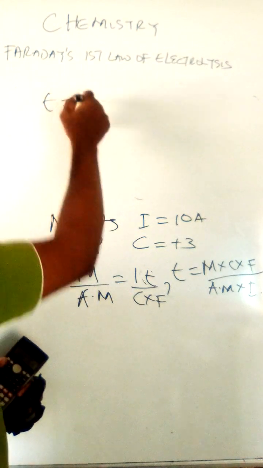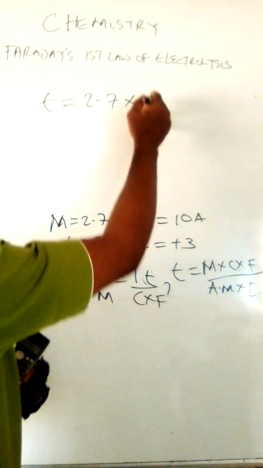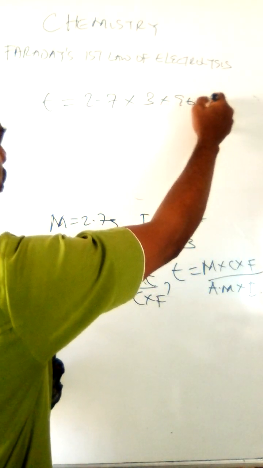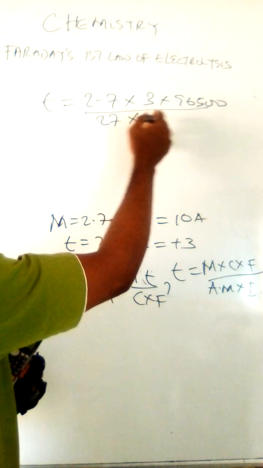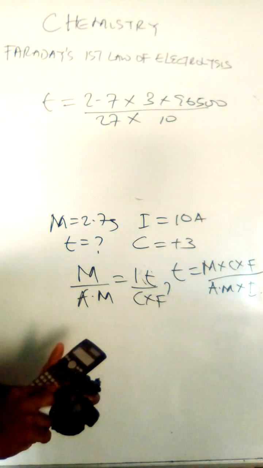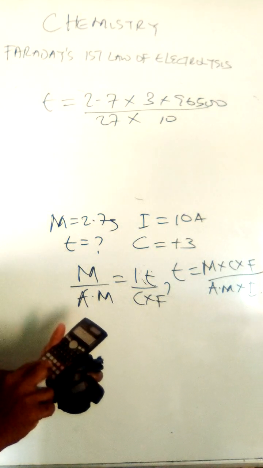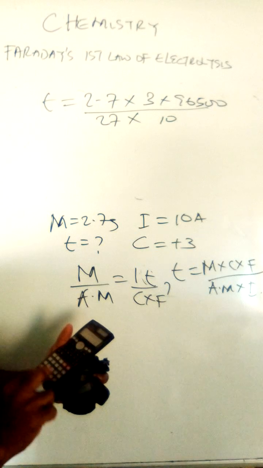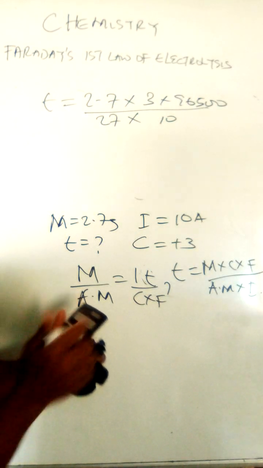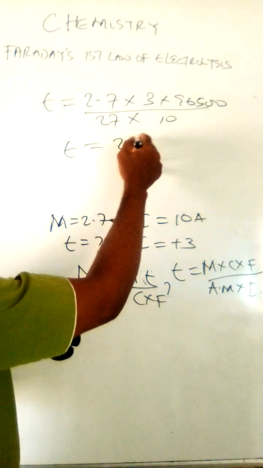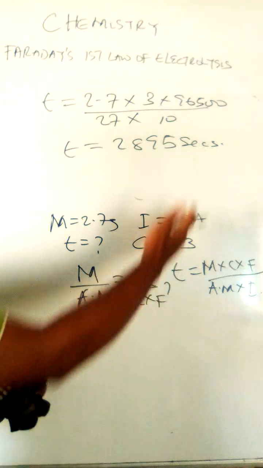So time becomes mass 2.7, charge 3, times 96500, all over 27 atomic mass, then current is 10. If we solve this problem, we will have 96500 divided by 270. So our time becomes 2895 seconds. So the time should be kept in the SI unit.